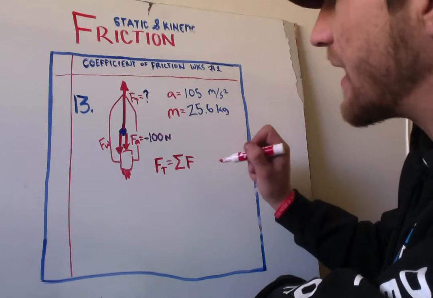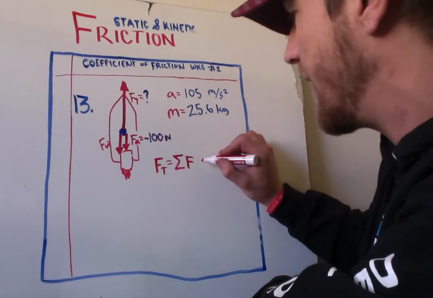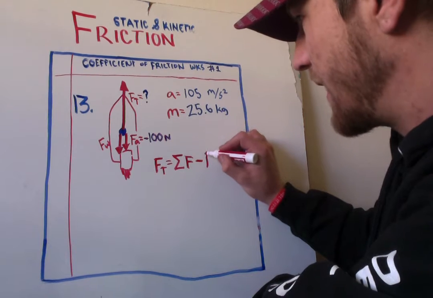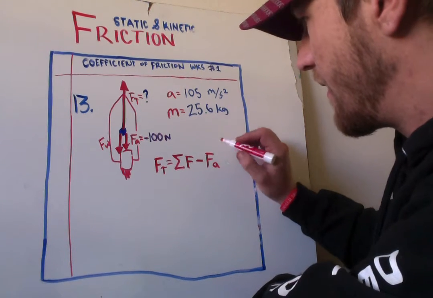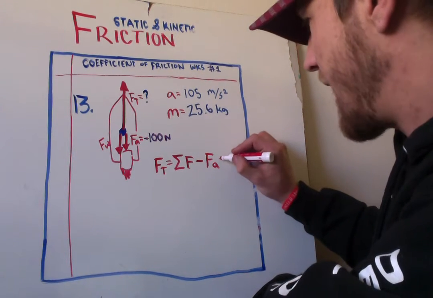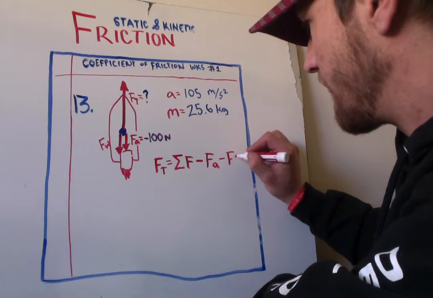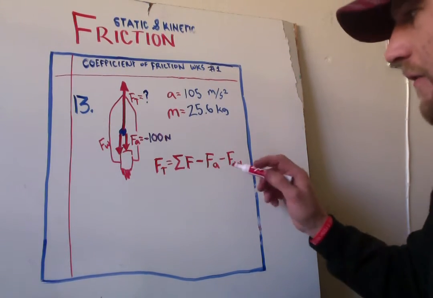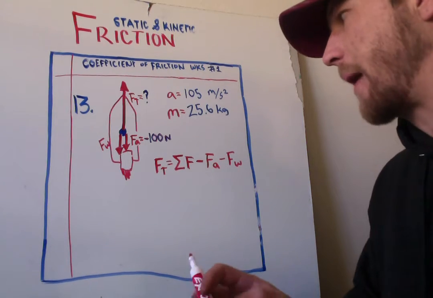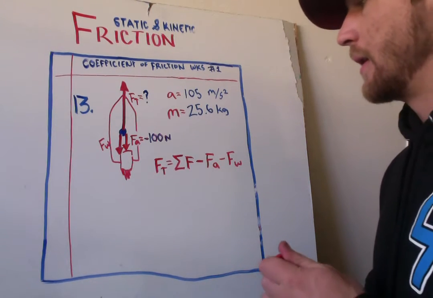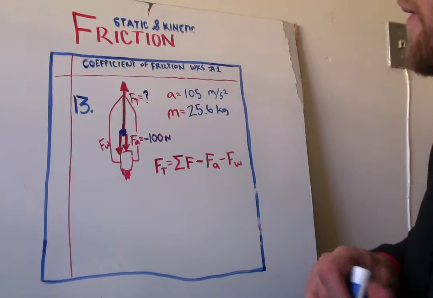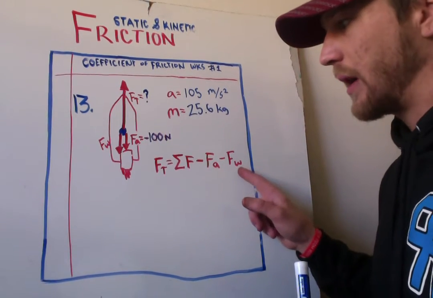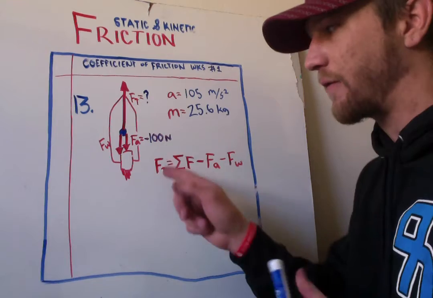Okay, so F of T would equal the sum force of this rocket minus these forces. Minus F of A and minus F of W. Or you could say minus, in parentheses, F of A plus F of W. But we can put it that way as well. Okay? So we have F of A, we have F of W. We don't know F of T. We're trying to solve for F of T.